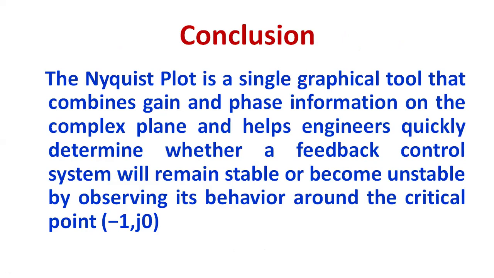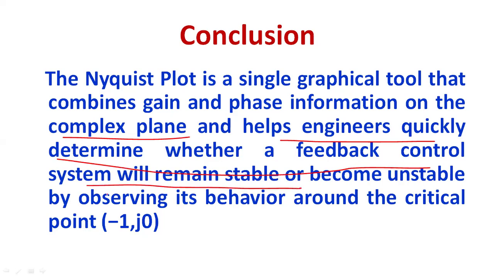So for the Nyquist plot, let us conclude. In the coming session, I'll be discussing how to plot and how to determine the stability using the Nyquist plot with the help of a simple example. The same example can be asked in your examination also. So the Nyquist plot is a single graphical tool that combines the gain and phase information on the complex S-plane, and which helps engineers to quickly determine whether the feedback control system will remain stable or become unstable by observing the behavior around the dangerous point. That is called the critical point. The critical point is nothing but minus 1 plus 0j.